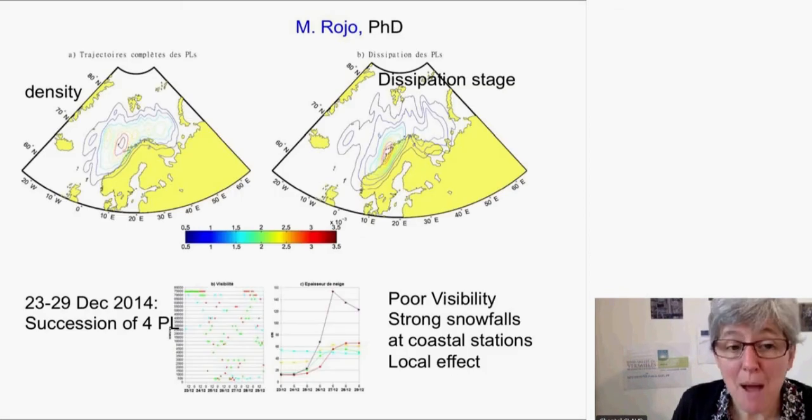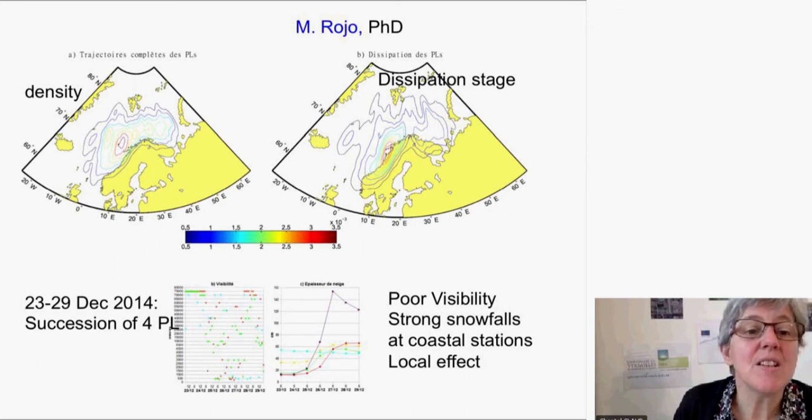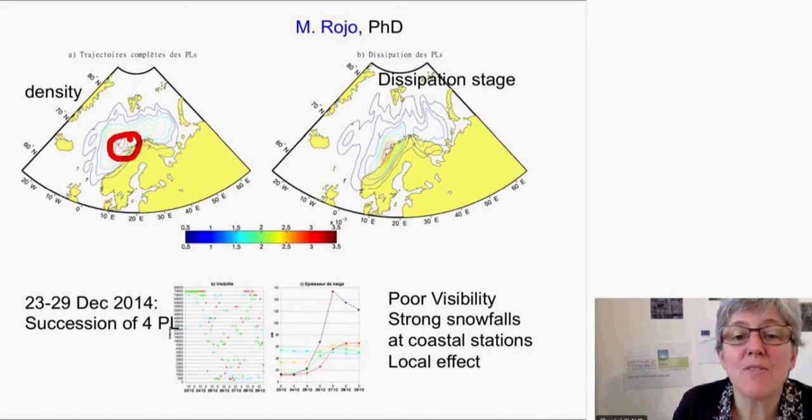In terms of impact, if you look at polar low density, as I said before, still for these areas, you have a maximum of polar lows here. And if you look at where they tend to decay, you have a maximum here. And this is over the coast where a lot of people are living. So it's important to know if they can have a very strong impact.